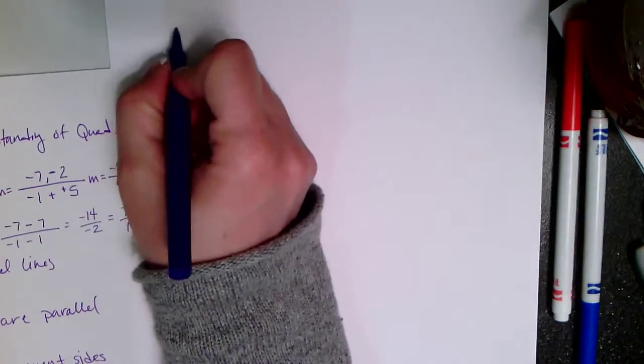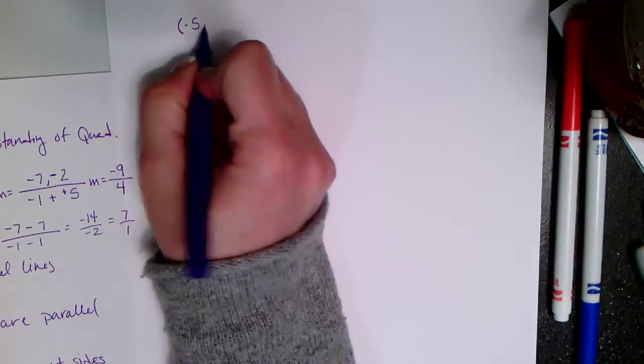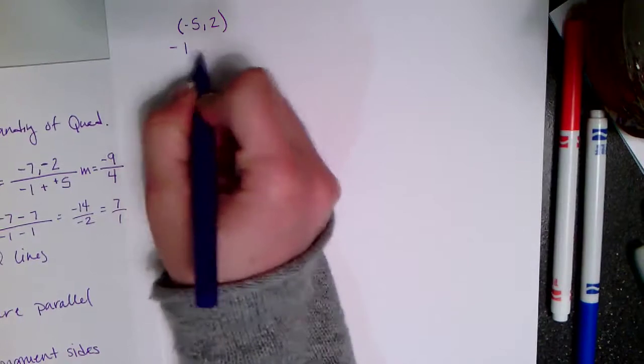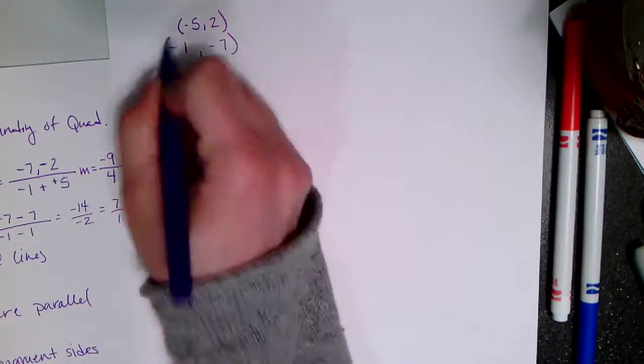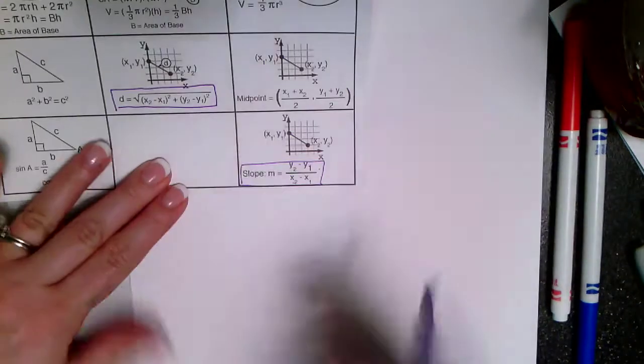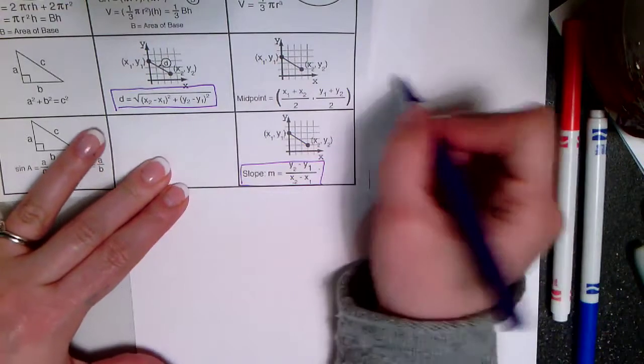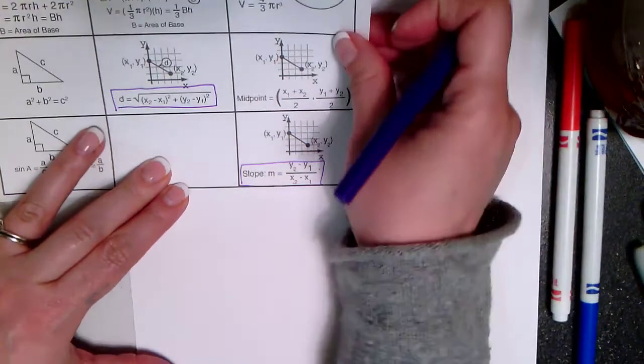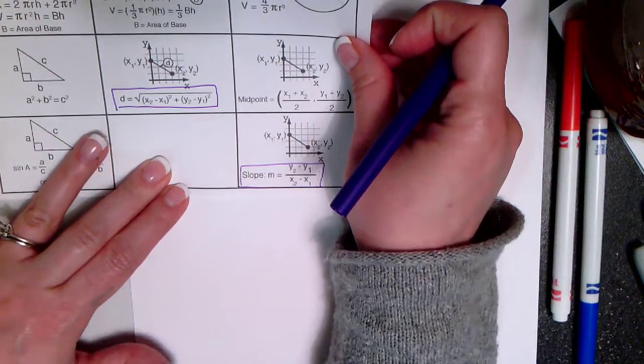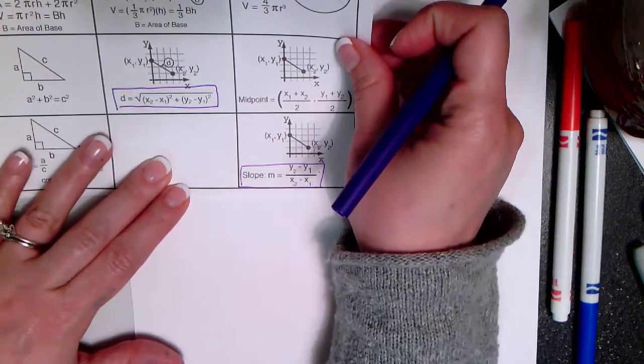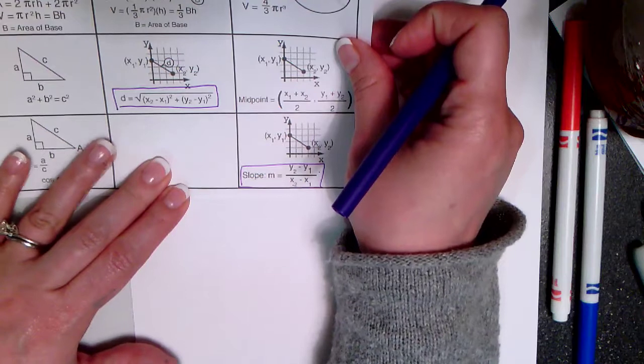And I'm going to have to use the distance formula for this. So let's take a couple more of those points. I'll just bring them on over. We had -5, 2, and -1, -7. All right, so the distance formula is right up here. And what we're doing is really Pythagorean's theorem. And we're taking the change in x and squaring it, adding it to the change in y, squaring that, and then taking the square root. Okay?